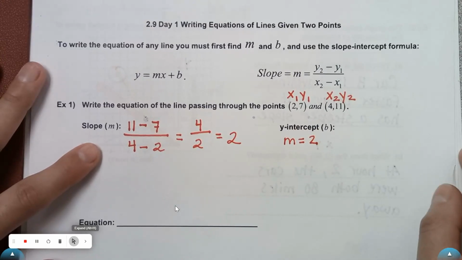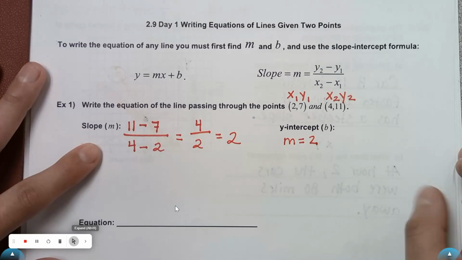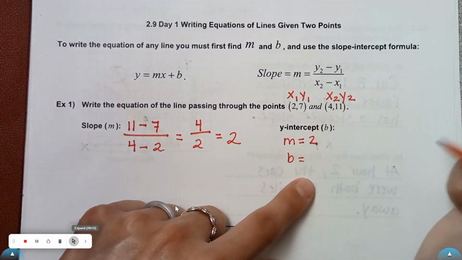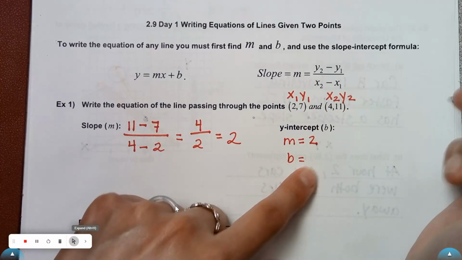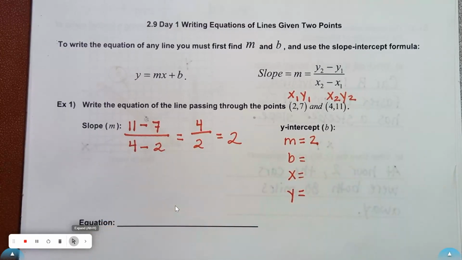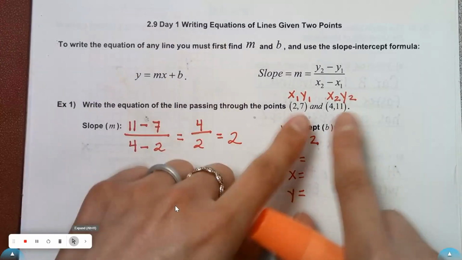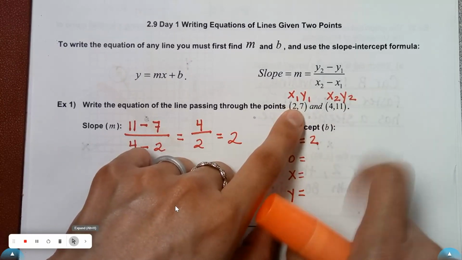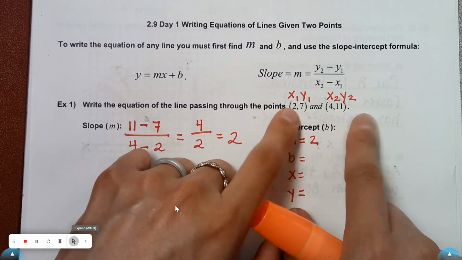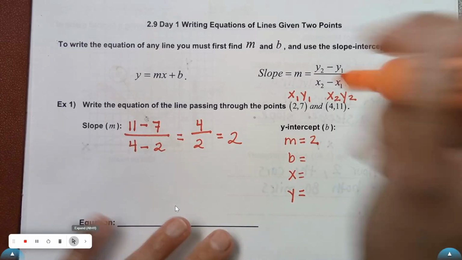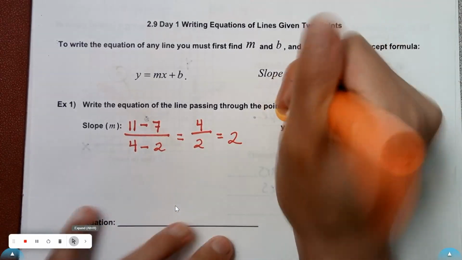That's part 1. The second part of this is finding my b. So once I have my m, I need to find my b. The b I don't know, so I'm going to leave it blank. Then I'm going to use x and y to help me. To identify where your x and your y is you have to pick one point entirely to use. So either the first one or the second one. You can't mix them, so you have to pick one. So I like to circle the one that I use. So I'm going to pick the first one, so I'm going to circle it.